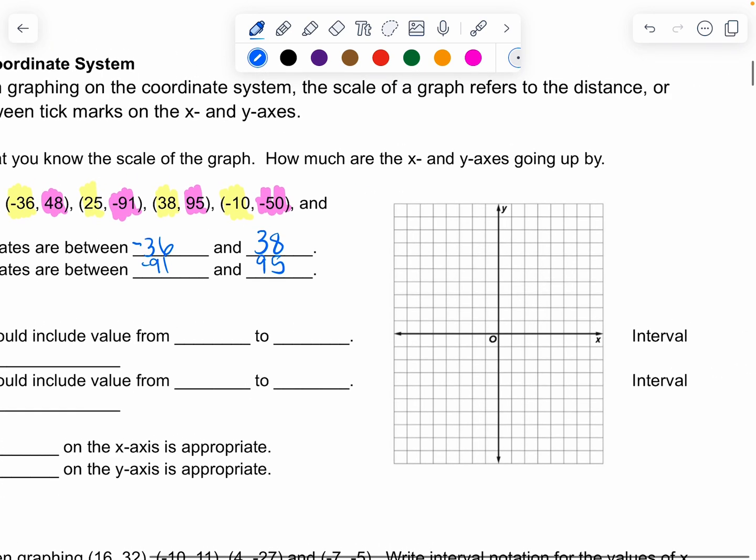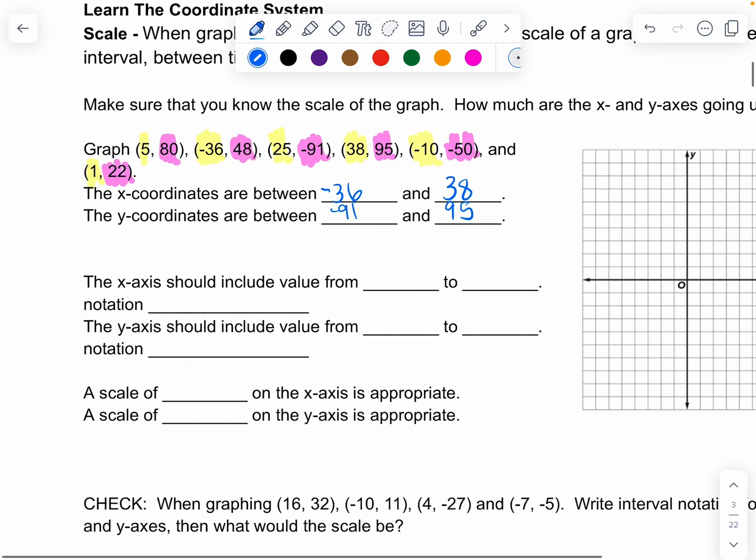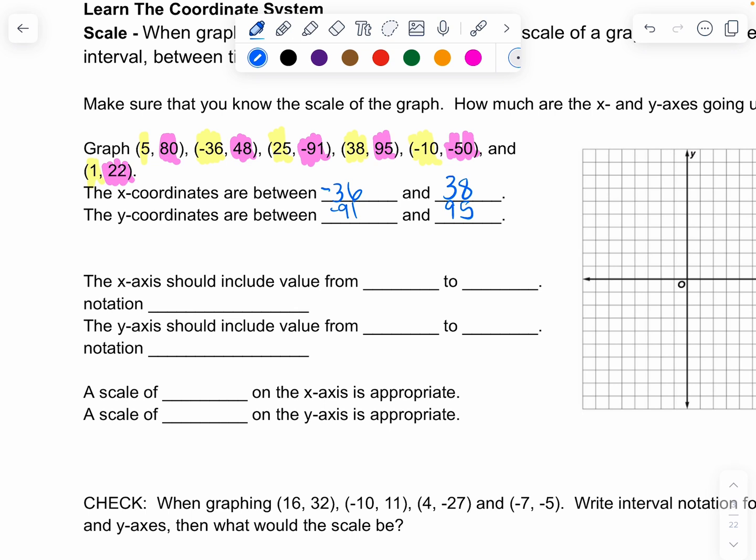I just realized that half the word is on the other side. Okay, the x-axis should include values from -36 to 38. But we kind of want more of a, should I say, rounded number?